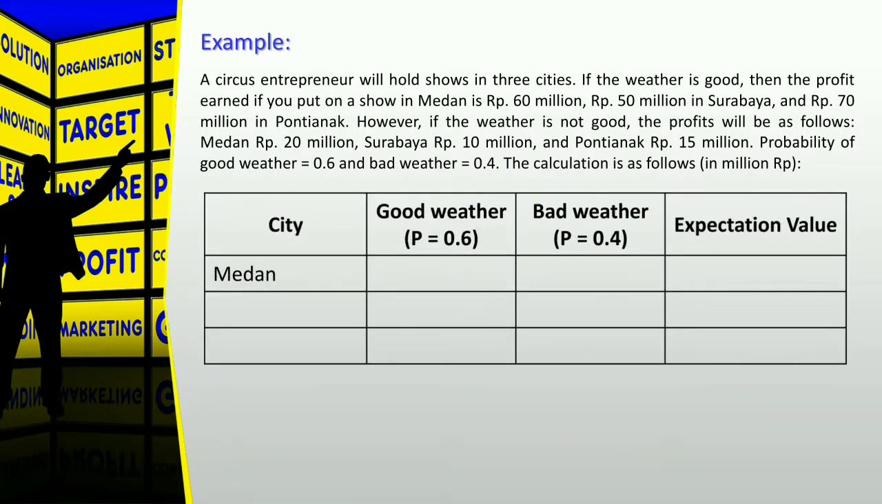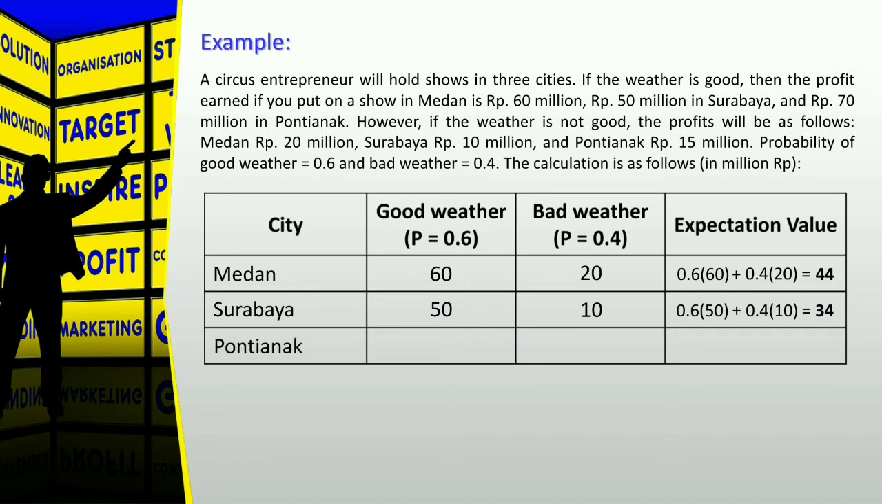In Medan City, if the weather is good, the profit will be 60 million. But if the weather is bad, the profit will be 20 million. The expected value is 0.6 multiplied by 60 plus 0.4 multiplied by 20, and the expected value is 44. Next is Surabaya. If the weather is good, the profit will be 50 million, and if the weather is bad, the profit will be 10 million. The expected value is 0.6 multiplied by 50 plus 0.4 multiplied by 10, and the expected value is 34.